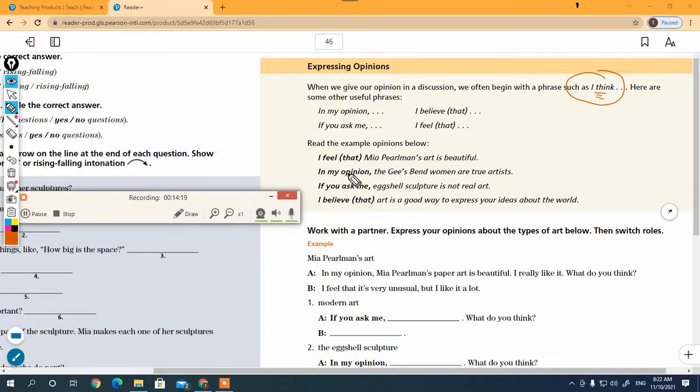So here are some examples. I feel Mia Perlman's art is beautiful. Or I feel that Mia Perlman's art is beautiful. In my opinion, the Gee's Bend women are true artists. If you ask me, eggshell sculpture is not real art. I believe art is a good way to express your ideas about the world. Or I believe that art is a good way to express your ideas about the world.